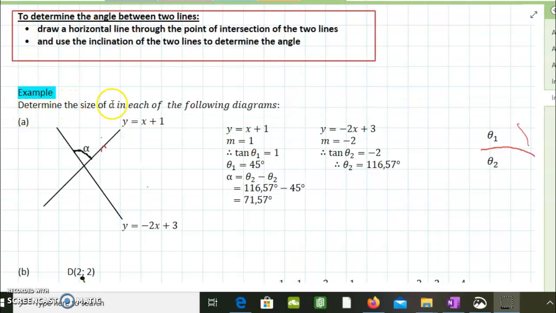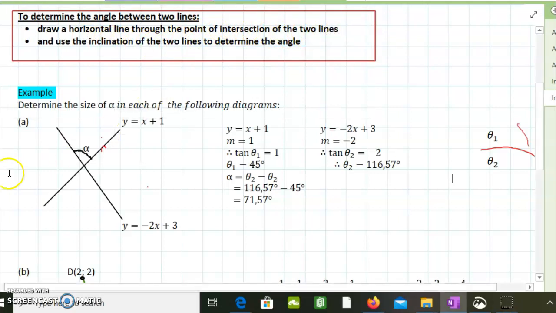It says here, determine the size of alpha in each of the following diagrams. In our first diagram, we have these two lines, y equal to minus 2x plus 3, and the line y equal to x plus 1. And this is alpha. Alpha is the angle between these two lines. So we're going to follow these guidelines. Draw a horizontal line through the point of intersection of the two lines. So I'm going to draw a horizontal line.